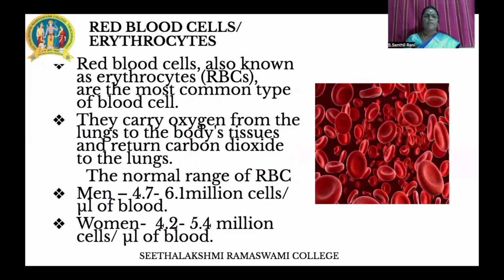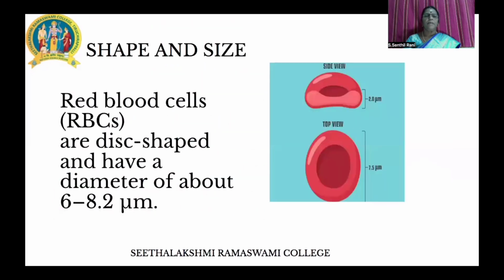Red blood cells. They are known as erythrocytes. They are the most common type of blood cells. They carry oxygen from the lungs to the body's tissues and return carbon dioxide to the lungs. The normal range of RBC in men is 4.7 to 6.1 million cells per mole of blood. In women, it is 4.2 to 5.4 million cells per mole of blood. Shape and size. RBCs are disc-shaped and have a diameter of about 6 to 8.2 millimicrons.